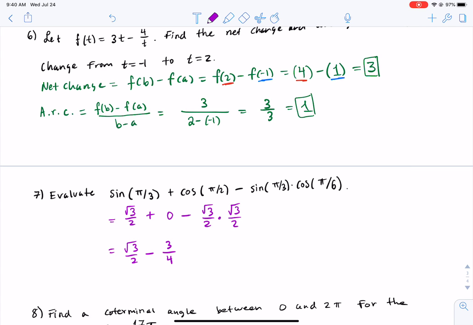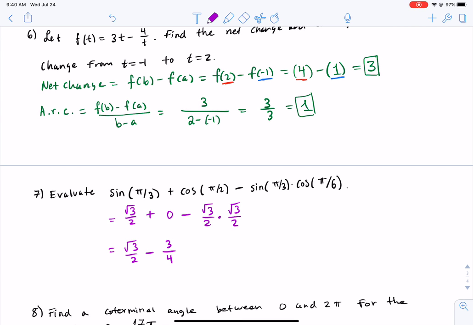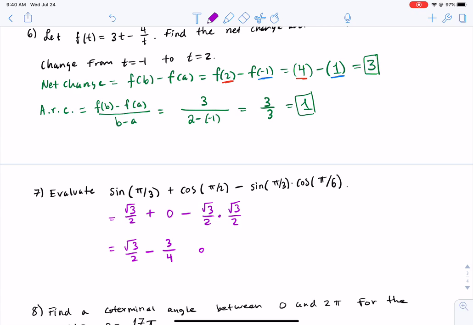You can leave it like this if you want to. This is fine. Or you may try to combine them into 2 radical 3 minus 3 divided by 4 as a single fraction, but it's not required to combine this as a single fraction. Either one of these options is fine. They're not like terms, so you can't do anything more than that, except maybe combining into a single fraction, but it doesn't help much.